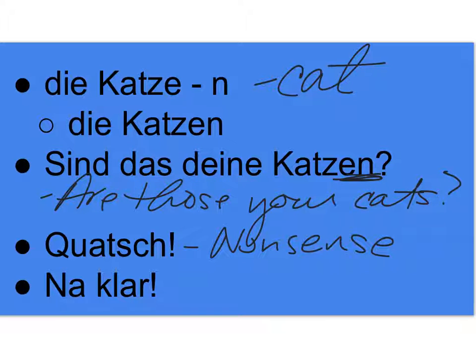Okay? Try the next one. Na klar. Klar means clear. So it's kind of like saying, yes, clearly, but we would say, of course. So, sind das deine Katzen? Na klar. Or Quatsch. Or Quatsch, na klar.